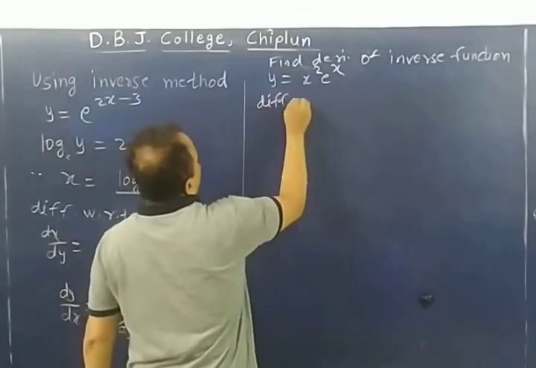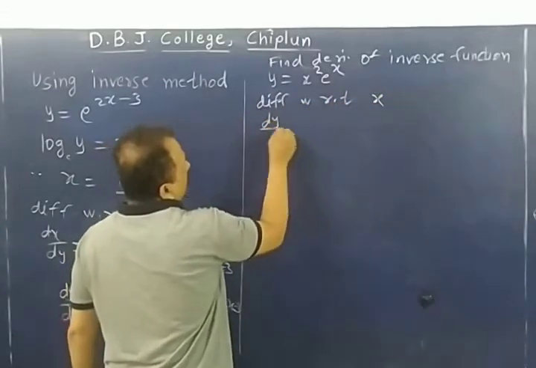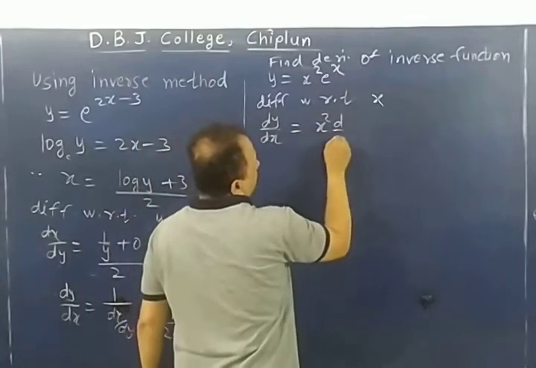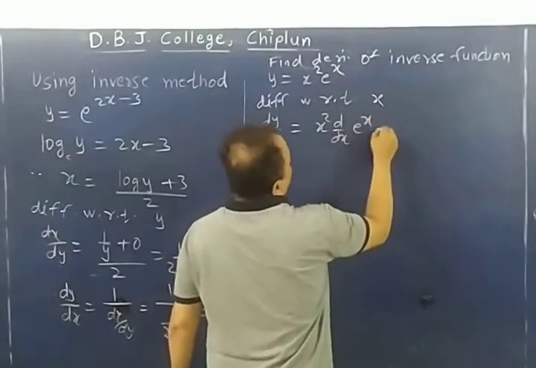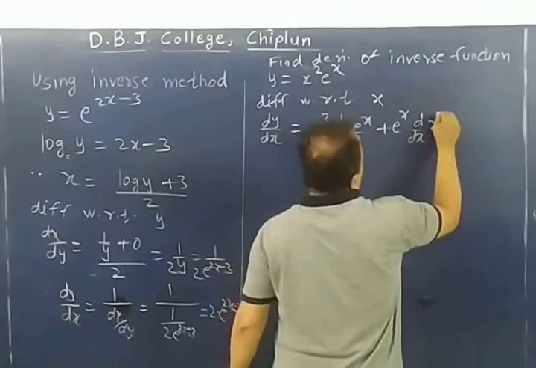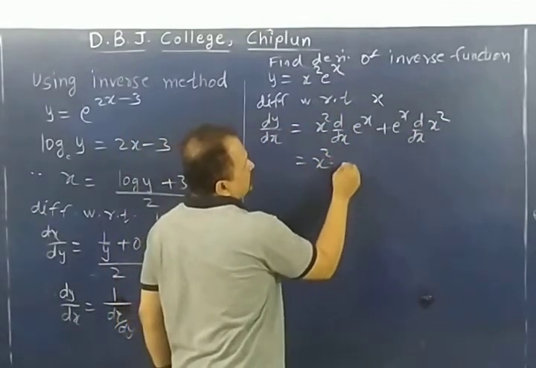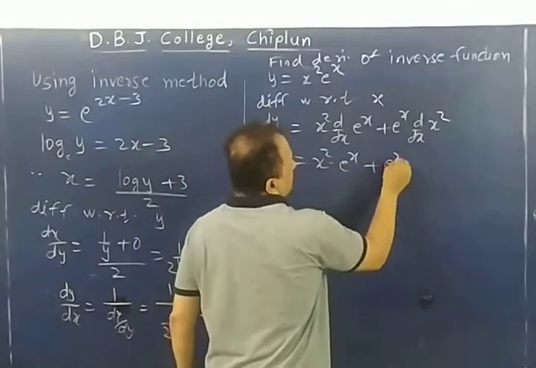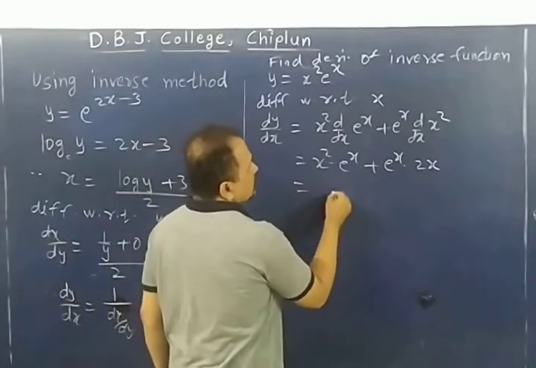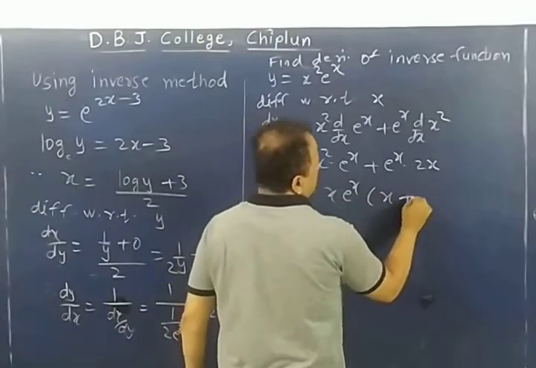Differentiating with respect to x, dy by dx is equal to x square into derivative of e raised to x plus e raised to x into derivative of x square. This is equal to x square into e raised to x plus e raised to x into 2x, equal to x e raised to x into bracket x plus 2.